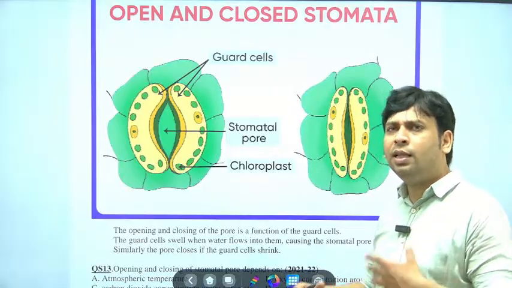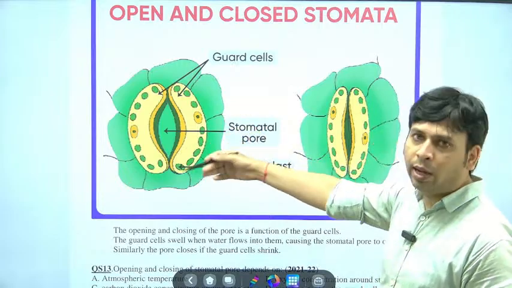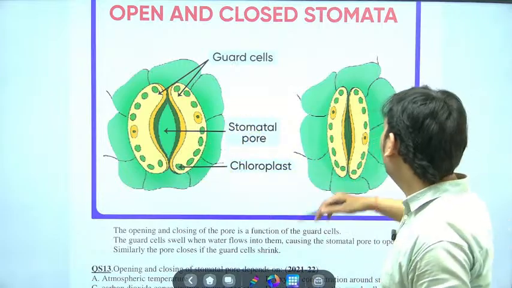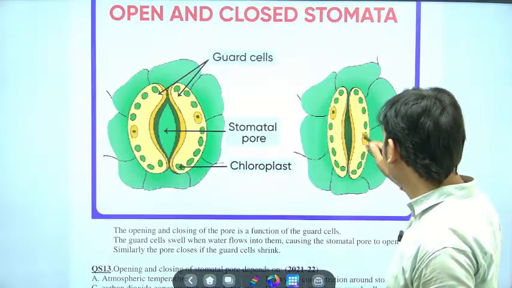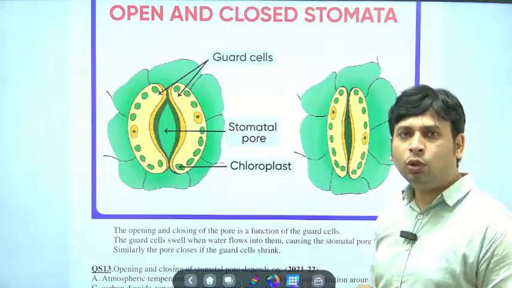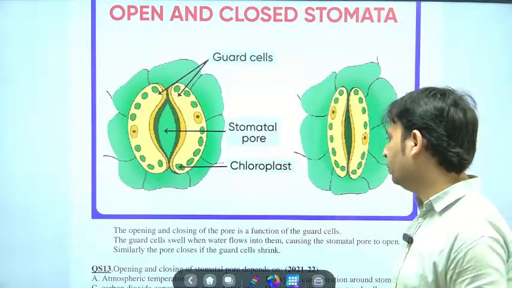So when there is excess water, the guard cells swell up and the stomata is open. But when there is a low amount of water, the guard cells shrink and the stomata is closed. By this process, stomata open and close.